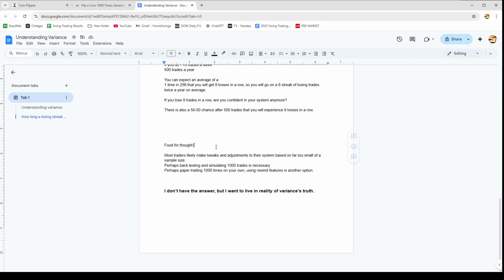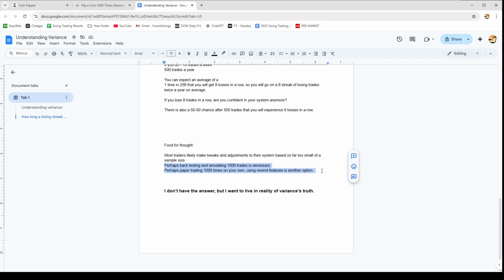And I guess the final point is just some food for thought. Most traders will make tweaks or adjustments to their systems based on far too small of a sample size. So if you have like 10 trades and 8 of them aren't successful, you might think, oh, I'm not doing this or that ever again because this system isn't working. But you have to take variance into account.